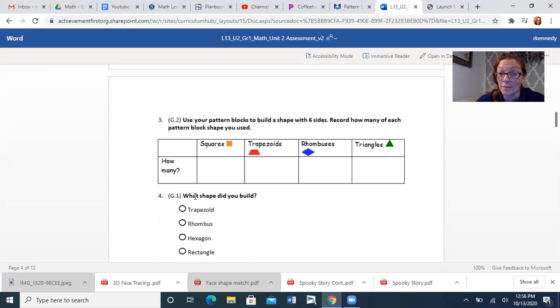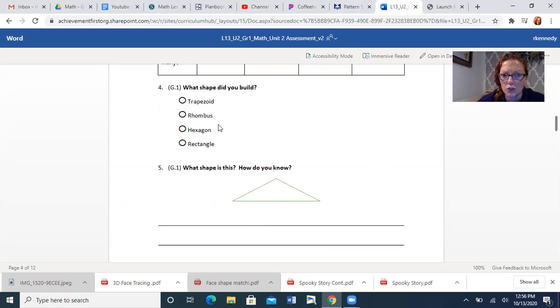Then number 4 goes with number 3. What shape did you build? You built a shape with 6 sides. Which one did you build? Trapezoid, rhombus, hexagon, or rectangle? Color in the circle. Bubble in the right answer.